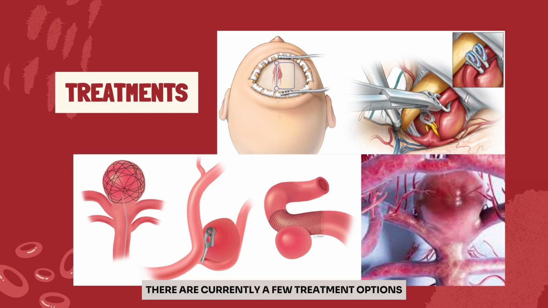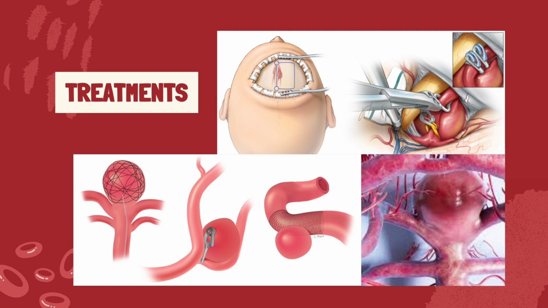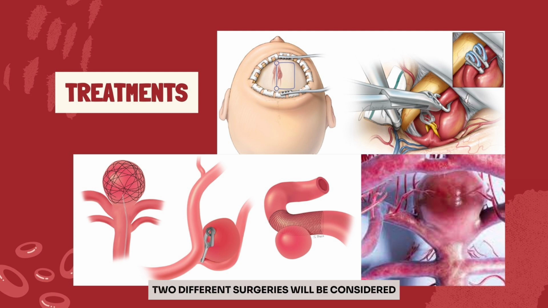There are currently a few treatment options available for cerebral aneurysms. If the risk of the aneurysm rupturing is considered low, the patient will be put under active observation, meaning that they will receive regular checkups to ensure that the aneurysm doesn't rupture. If the patient is at higher risk of having their aneurysm rupture, 2 different surgeries will be considered.